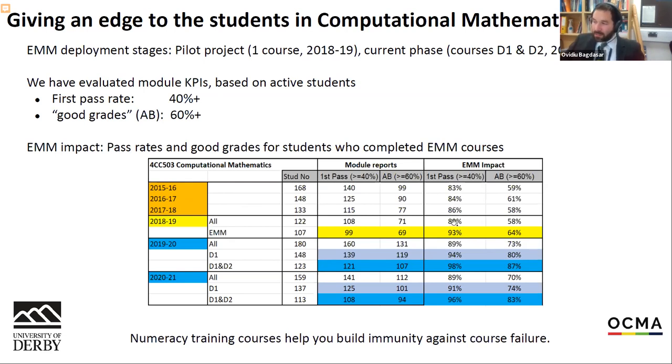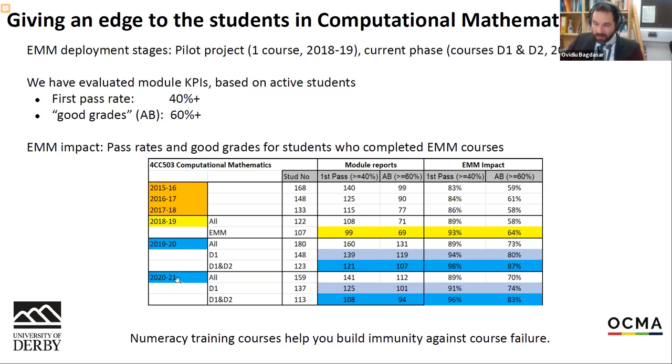And still, the first-time pass rate improved to 89% overall. The good grades stayed at 58%, but then I also checked who were actually the students who completed this EMM course. And for those students, the pass rate was 93% and the good grades 64%.